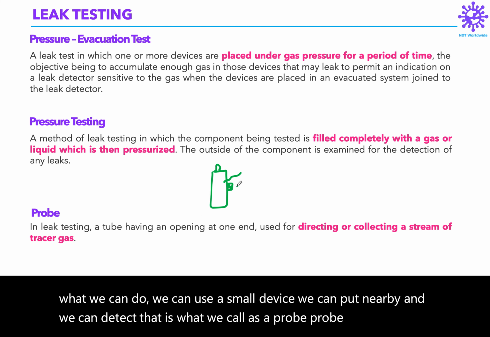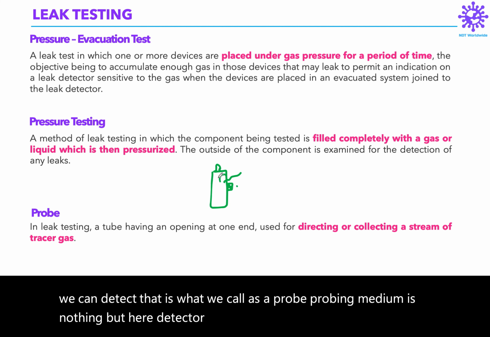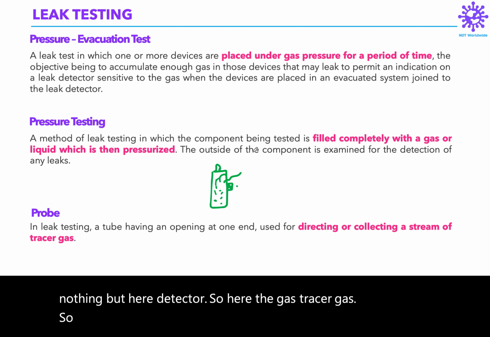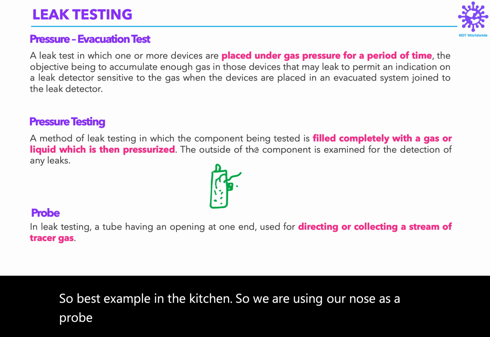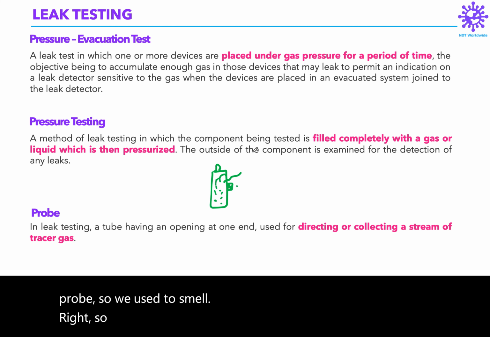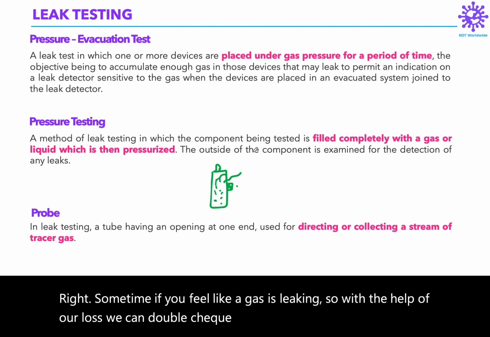Probing medium is nothing but the detector. Here the gas is a tracer gas. The best example is in the kitchen: we use our nose as a probe to smell, right? Sometimes if we feel a gas is leaking, with the help of our nose we can double check and rectify that.